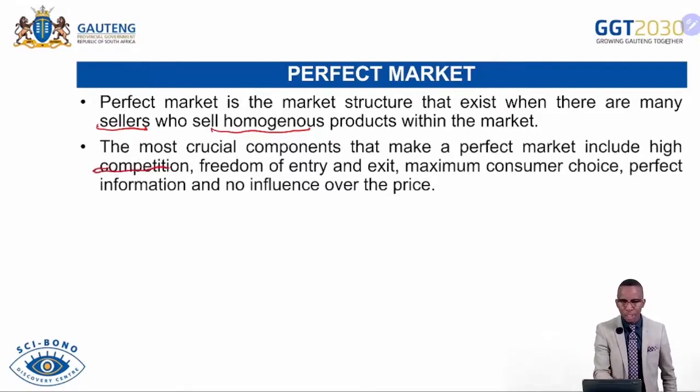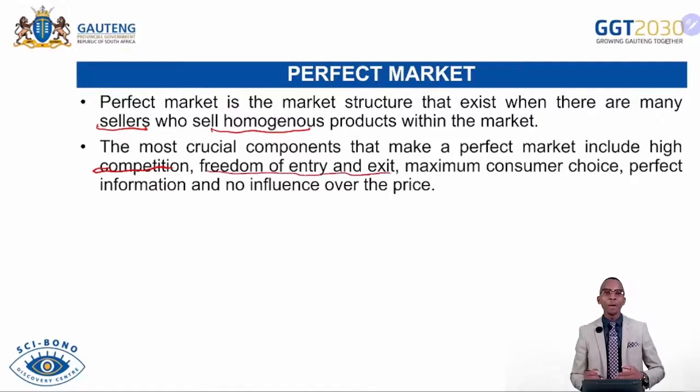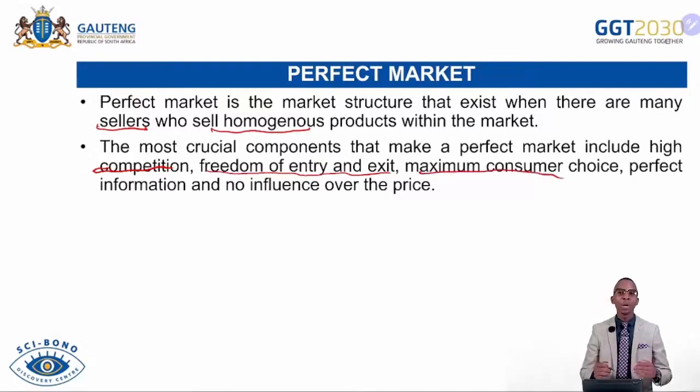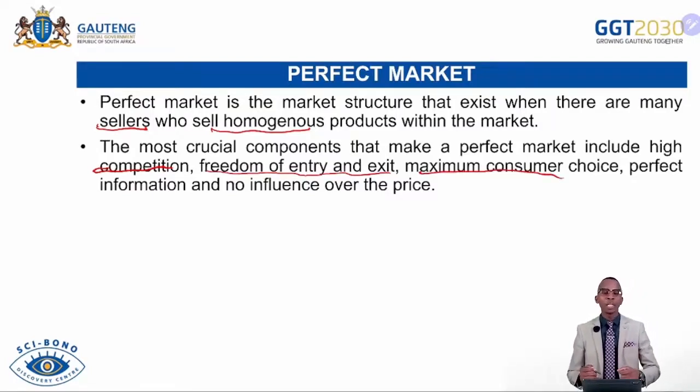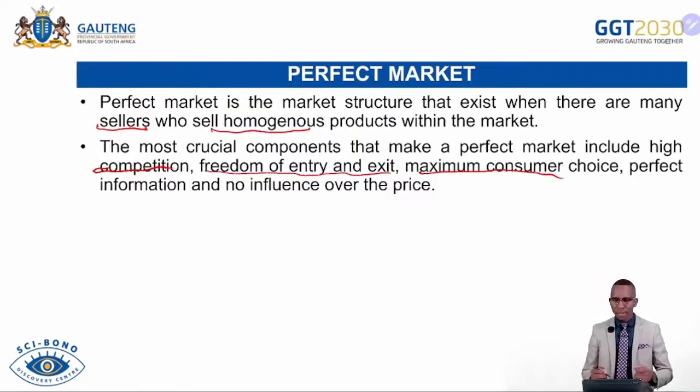The most crucial components that make the perfect market include the following. There is high competition. There is also freedom of entry and exit, meaning new firms are free to enter the market and existing firms are free to leave the market as they want. There is maximum consumer choice. That means consumers are free to buy the product from any supplier that is available within the market.